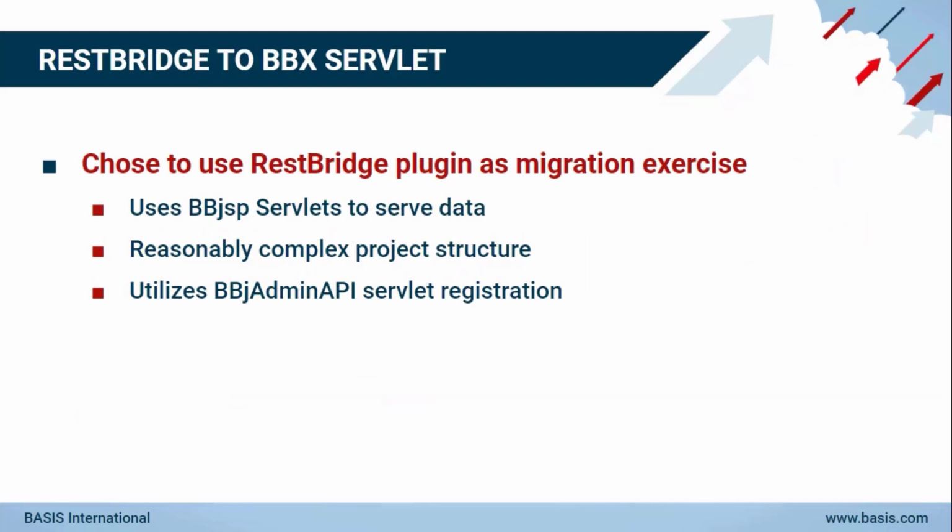So let's talk about what I'll be migrating. I decided to work with the RestBridge plugin, which you may remember from Stefan's presentation earlier. As a quick summary, the RestBridge plugin is a BBJ plugin that allows you to create RESTful Web Services using BBJ. Conveniently for our purposes, the RestBridge plugin not only uses BBjspServlets to serve its content, but also uses the BBJ admin API to configure these servlets. The relative complexity of this project, along with the use of both the request handling and configuration sides of BBjspServlets, makes it the perfect candidate to explore the intricacies and edge cases of migrating servlets.